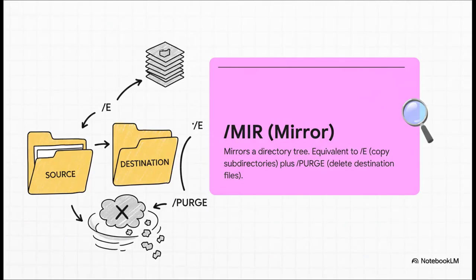So what does exact replica actually mean? Well, mirror is really just a shortcut for two other switches combined. /E copies all the subdirectories, and /purge. Now, purge, that's the key. It actively deletes any files or folders in the destination that are not in the source.